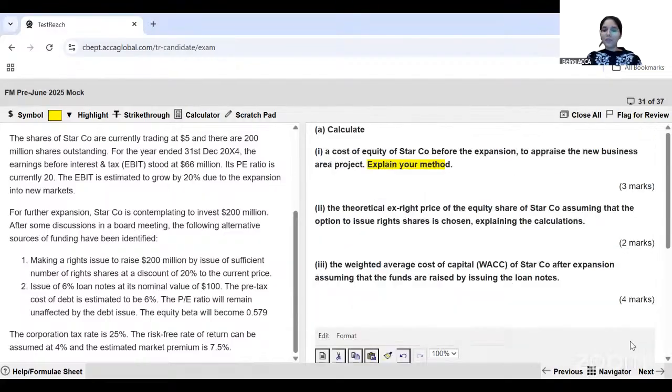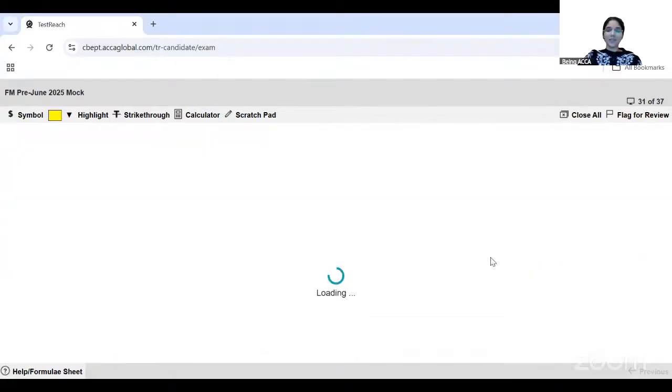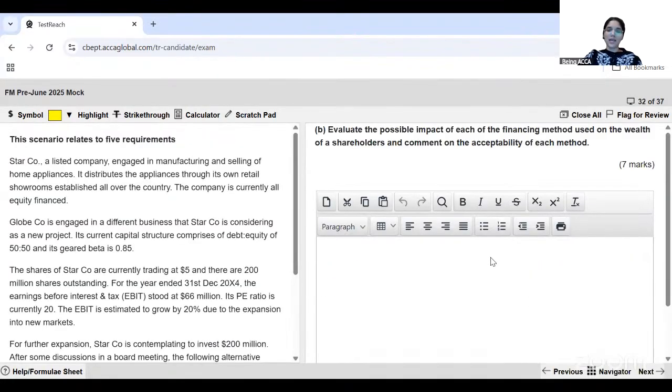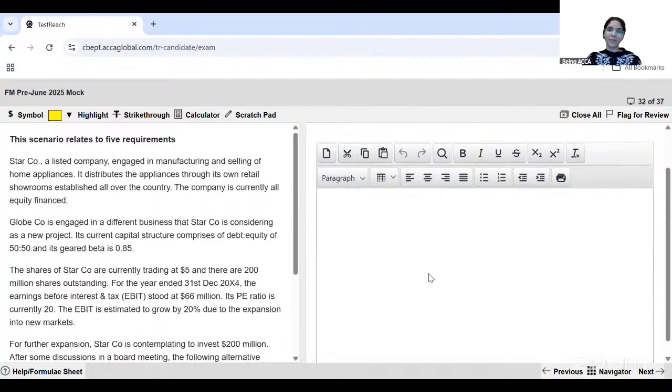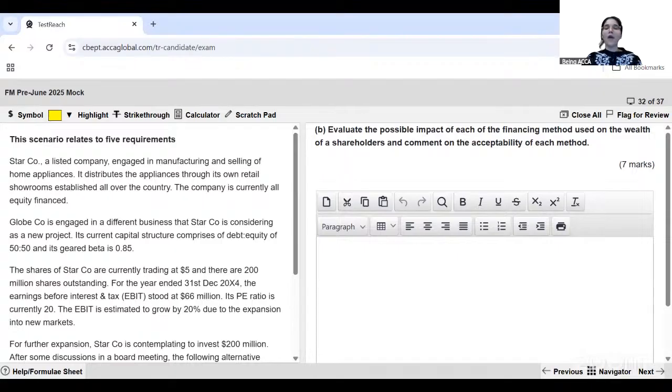Now we will move ahead to the next requirement, wherein let's see what it is asking us. Evaluate the possible impact of each of the financing methods used on the wealth of shareholders and comment on the acceptability of each method. So how do we find out the wealth of the shareholders? It is how much your share price is worth. So what we can do is work out the new profit after tax, work out the EPS, and see what is going to be the new share price. So let's have a look.